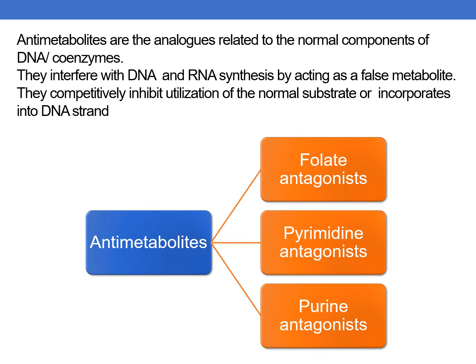They competitively inhibit the utilization of normal substrate and they themselves get incorporated into the DNA strand, thereby inhibiting their synthesis. The antimetabolites are broadly categorized into three types. First one is folate antagonist, the second one is pyrimidine antagonist, and finally purine antagonist.